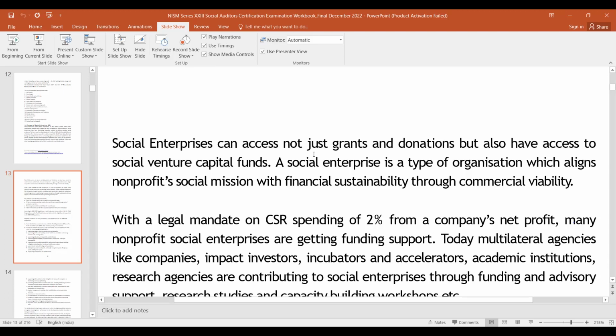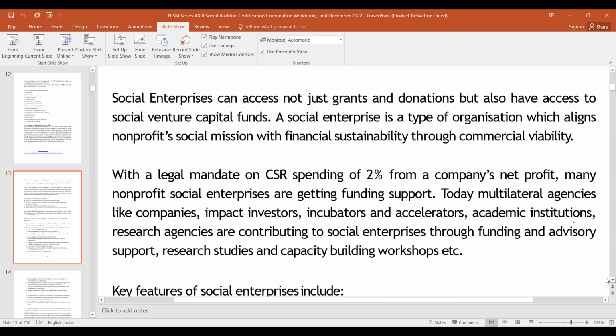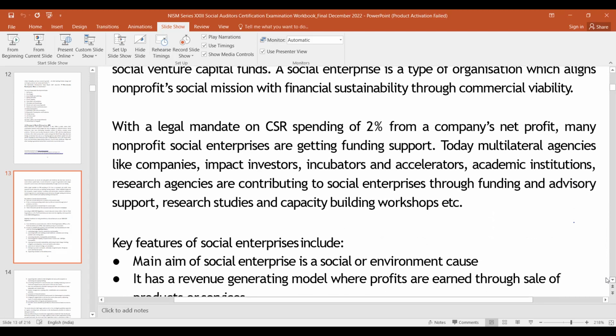Now there is a legal mandate, because those profit making companies have to mandatorily spend 2% of a company's net profit. With a legal mandate on CSR spending of 2% from a company's net profit, many non-profit social enterprises are getting funding support. Today, multilateral agencies, companies, impact investors, incubators and accelerators, academic institutions, and research agencies are contributing to social enterprises through funding and advisory support, research studies, and capacity building workshops. Because companies are compulsorily required to spend on CSR, and they are also looking for viable projects, good social projects. So naturally, these non-profit social enterprises are getting funding support.